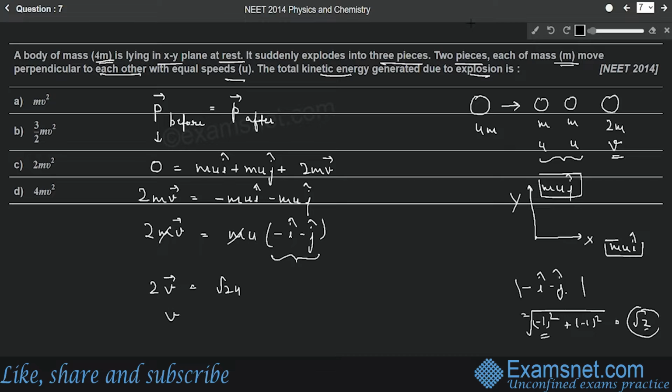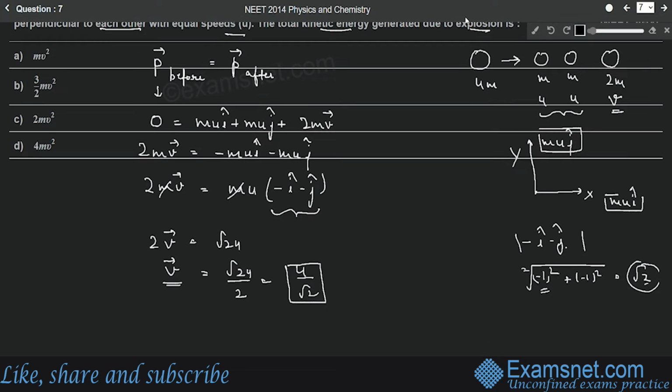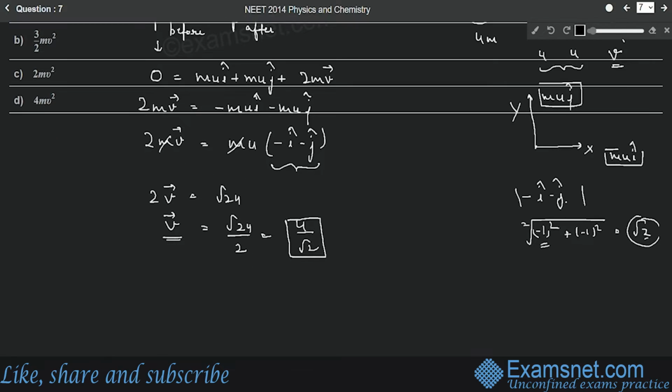So what will be the value of v? That means the speed with which the third body is moving will be root 2 u upon 2, that means u upon root 2. Okay, so this is the speed of the third body. Speed of the first two bodies was u and the speed of the third body is u by root 2. Now we have to find out the total kinetic energy.